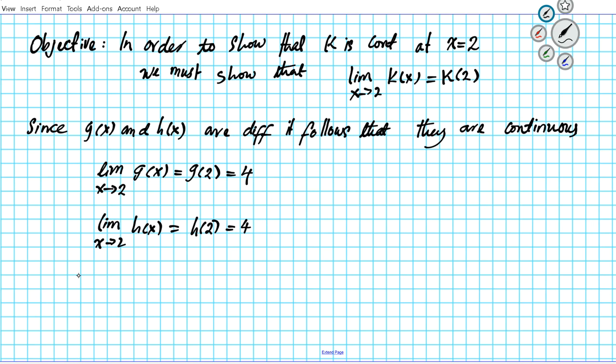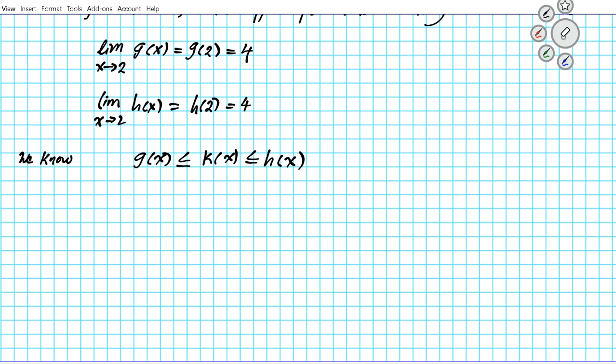All right, what do we know? We're also given that g of x is less than or equal to k of x is less than or equal to h of x, all right, for the specified interval. So this is the first condition of the Squeeze theorem, is that you have k of x bounded.